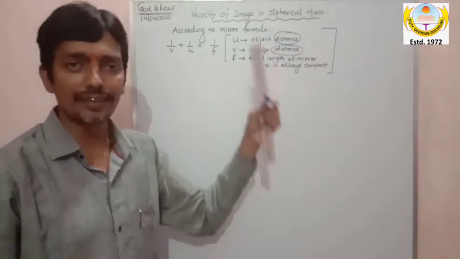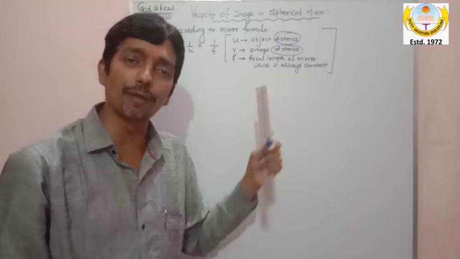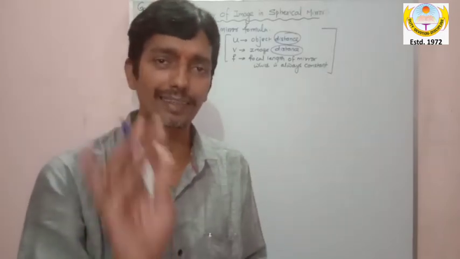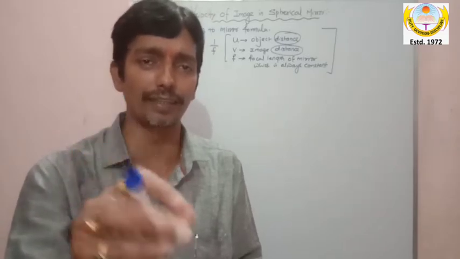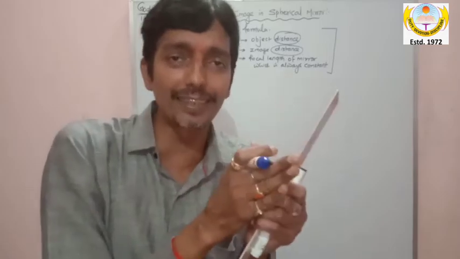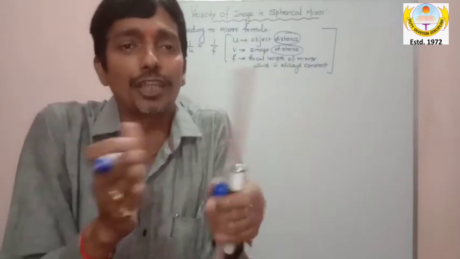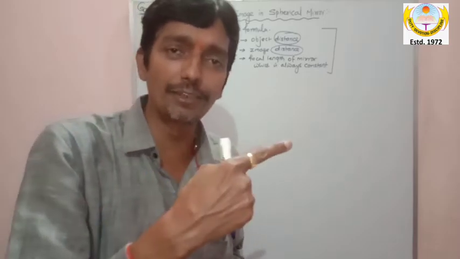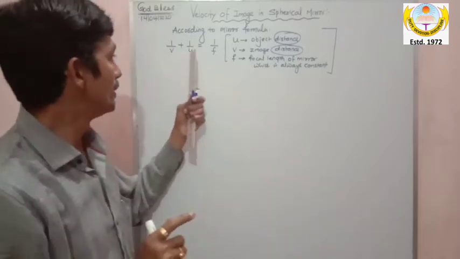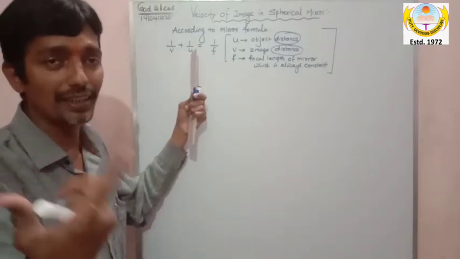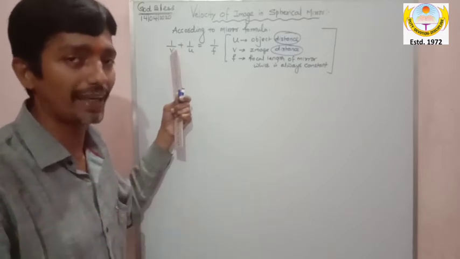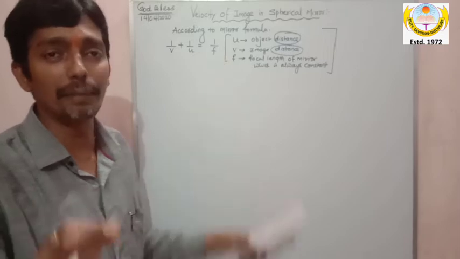u is object distance, v is image distance, and f is the focal length of a mirror, and that remains constant. Because once a focal length is given for any mirror, for a concave mirror, if the focal length is given as 20 centimeter, that will remain constant. But the object distance and the image distance will keep on changing. When the object distance changes, immediately the image distance also changes. But the focal length remains constant.